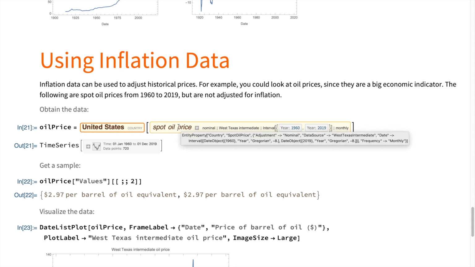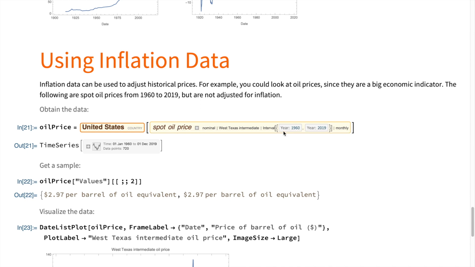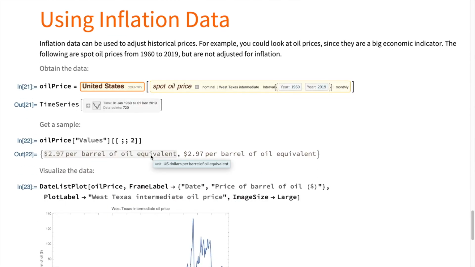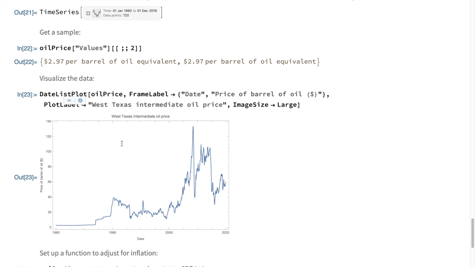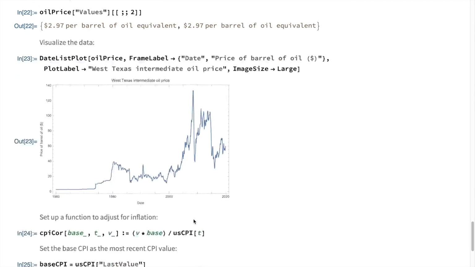First, let's obtain the spot oil prices in the US from 1960 to 2019. Taking the values of our time series and taking the span of, say, the first two elements, we see that we have prices per barrel of oil as our data. We can plot these using a DateListPlot, in which we see a sharp rise around 2007.